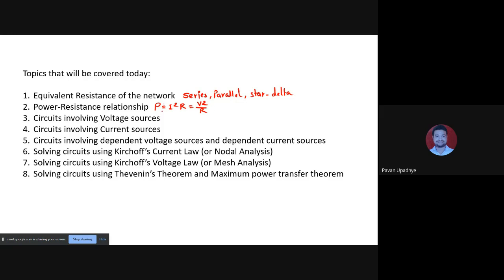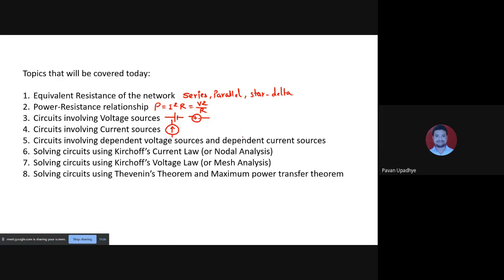Then we have circuits involving simply DC voltage sources, which look like a simple battery, or they can be represented as a circle having positive and negative polarities mentioned. Then we may have circuits involving current sources, which are represented by a circle. Inside the circle we represent the direction of current.